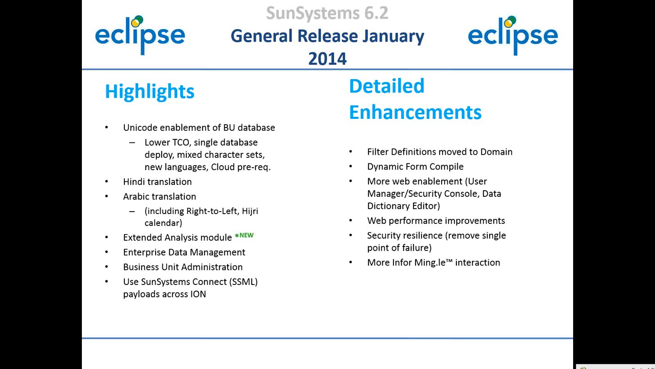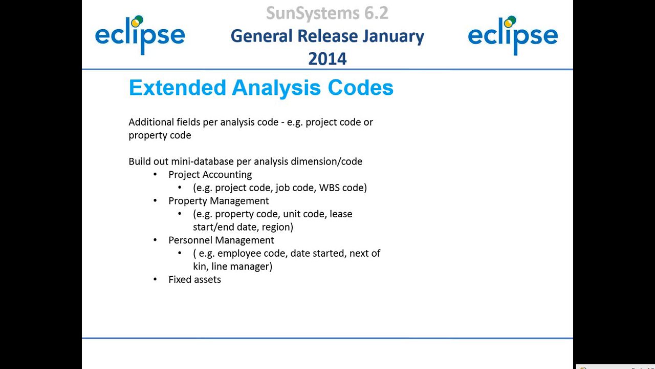The second thing, which I think is quite exciting, that will be released in SunSystems 6.2 is the extended analysis module. Now, perhaps the best way to explain it is it's analysis on analysis. So I'm sure you're familiar with the current concept of analysis dimensions within SunSystems, and traditionally that's always been one of SunSystems' strengths versus other applications, the ability to analyze the ledger and the accounts in a number of different ways. What the extended analysis module will allow us to do is effectively build out additional custom categories on top of analysis codes that already exist.